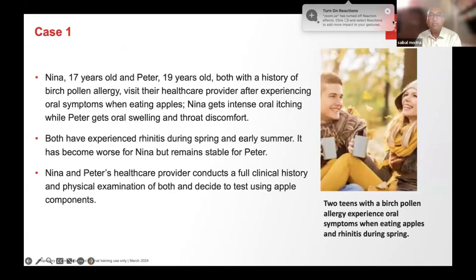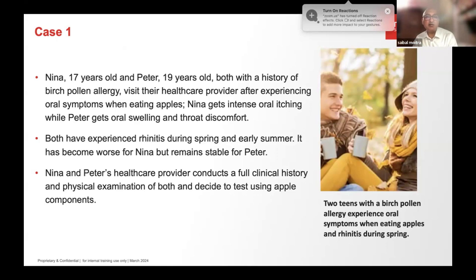So this is case number 1. Nina, who is a 17-year-old girl, and Peter, who is a 19-year-old boy. Both with a history of birch pollen allergy. We have seen birch pollen allergy is so common in Europe. They see a healthcare provider after experiencing oral symptoms when eating apples. Nina gets intense oral itching, while Peter gets oral swelling and throat discomfort. Both are experiencing rhinitis during spring and early summer. It has become worse for Nina, but remains stable for Peter.